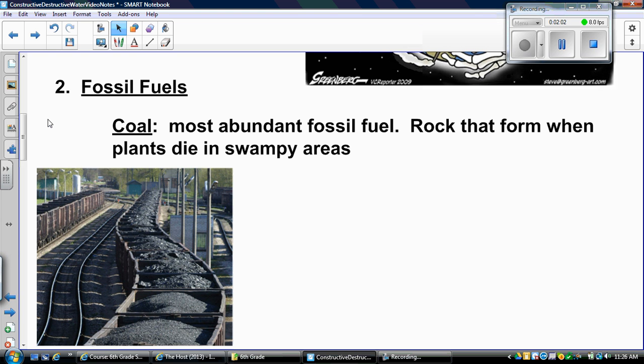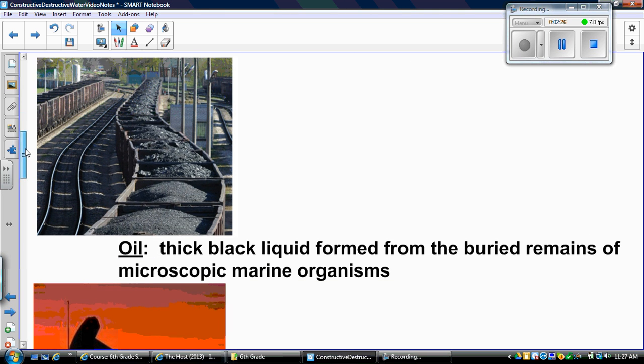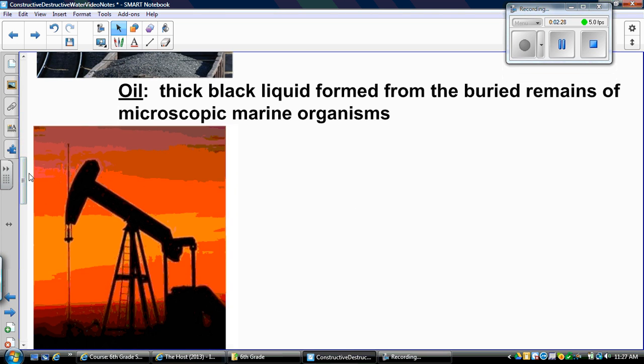So when plants die in swampy areas, the plants get pushed into sedimentary rocks, and over time, that sedimentary rock gets pressurized, and we have a rock that forms as coal. Okay, and then there's a picture of what coal looks like. The next fossil fuel is oil.